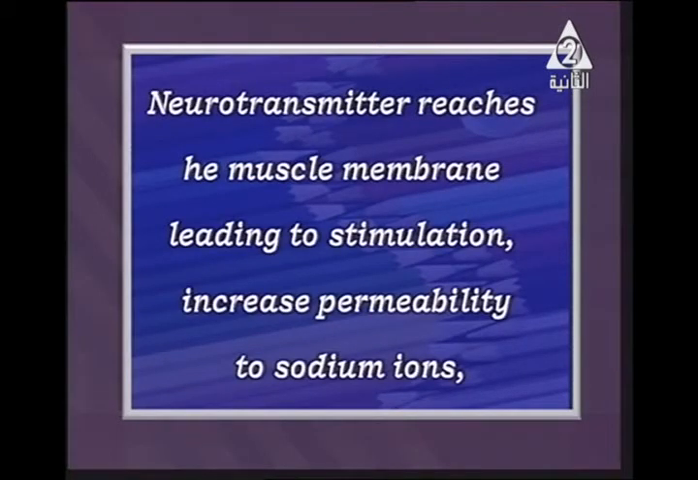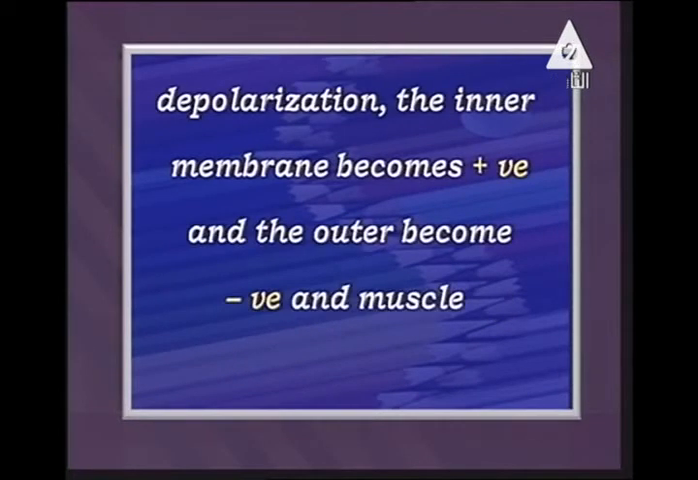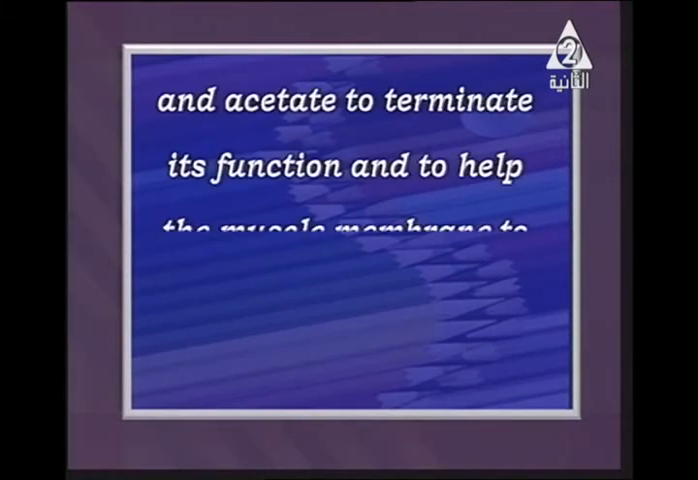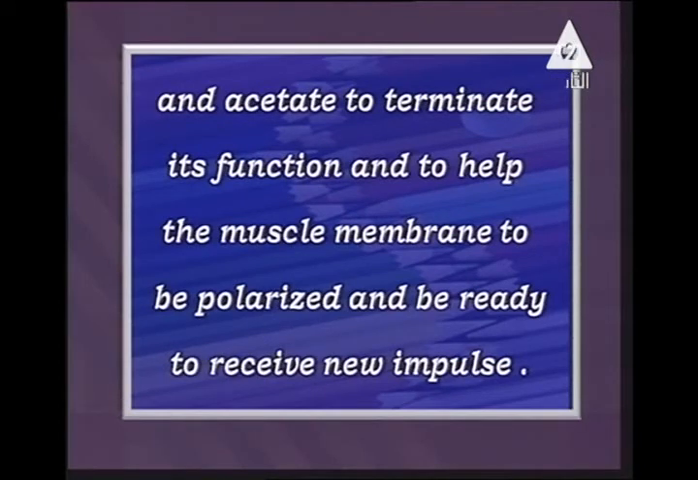After that, the neurotransmitter reaches the muscle membrane, leading to stimulation and an increase in the permeability of sodium ions to enter. That causes depolarization: the inner membrane becomes positively charged and the outer membrane becomes negatively charged, and the muscle contracts. After part of a second, the muscle relaxes because the cholinesterase enzyme destroys the acetylcholine into different substances, choline and acetate, to terminate its function and also to help the muscle membrane to be more polarized and ready to receive a new impulse.